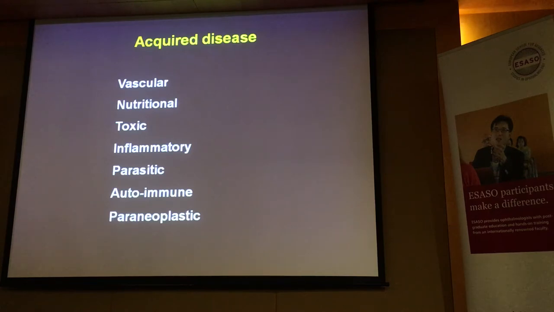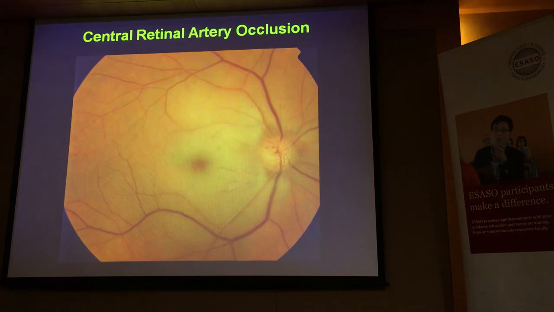Well, we're not quite on track, but we've zoomed through this reasonably. Right, we've looked at inherited disease. Now we're going to look at some acquired disease. We'll start off with vascular disease. Now, you all recognize this as a central retinal artery occlusion.